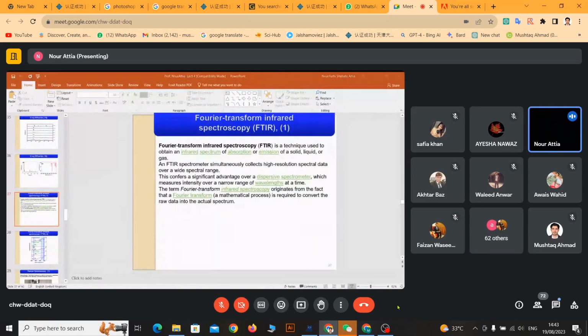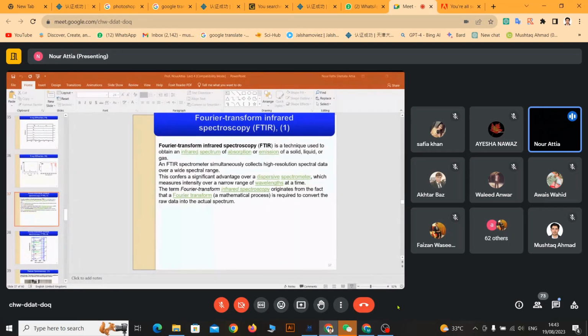FTIR, which is Fourier transform infrared spectroscopy. It's one technique used for many materials. Anybody doing anything, even physics, chemistry, material science, engineering, he needs to do FTIR. FTIR is one technique reflecting the functional groups of the material you have. It is a qualitative technique, not quantitative.